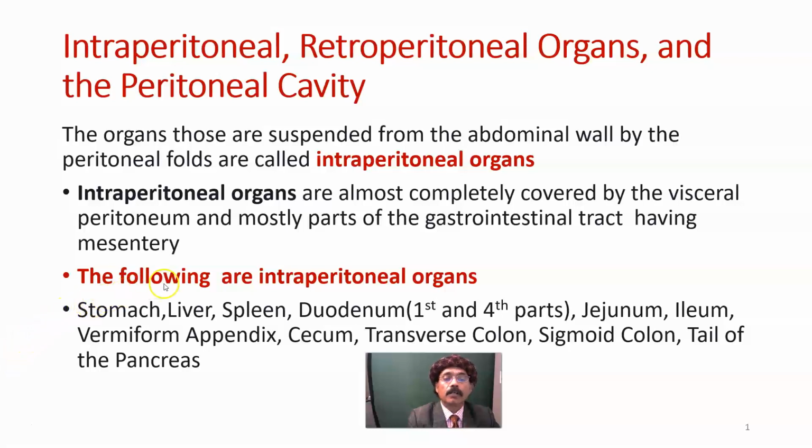What are the intraperitoneal organs? Stomach, liver, spleen, duodenum: the first part of the duodenum, the initial part of the first part, and part of the fourth part of the duodenum, jejunum, ileum, appendix, also called vermiform appendix, cecum, transverse colon, sigmoid colon, and the tail of the pancreas. These are the intraperitoneal organs.